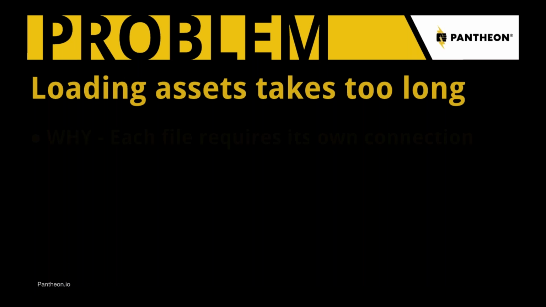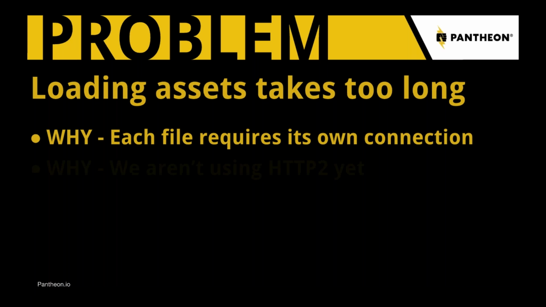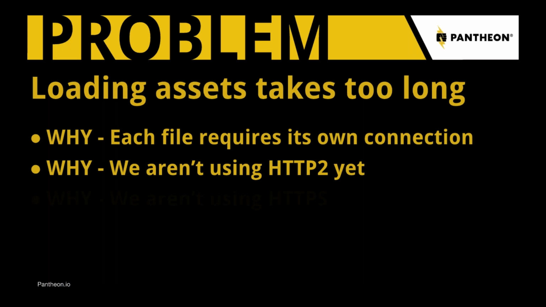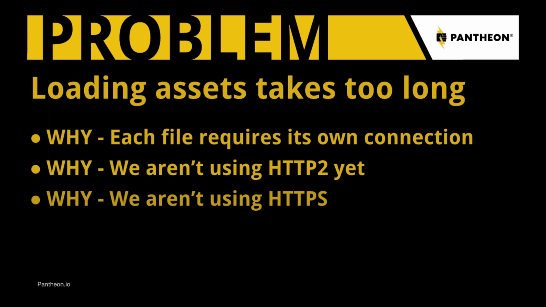So why are assets taking too long? We've got each file with its own connection because we're not using H2. Well, why are we not using H2? One of the requirements of H2 is that you need to be using HTTPS. You need to have a secure security certificate for your server. If you go to a browser, you see that little lock icon. And that's becoming more and more important anyways, because search engines and browsers are sometimes putting up warnings if you don't have your site secured.